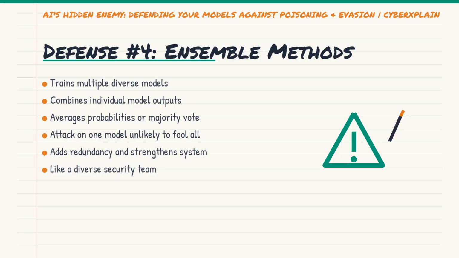When it's time to make a prediction, all these models weigh in, and we combine their outputs, perhaps by averaging their probabilities or using a majority vote. The idea is that an attack designed to fool one specific model might not work on the others, especially if they have different architectures or were trained on slightly different data subsets. It adds a layer of redundancy and makes the overall system much harder to fool. Think of it like a security team with diverse skill sets.